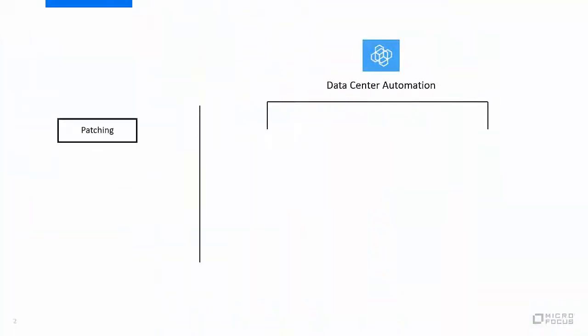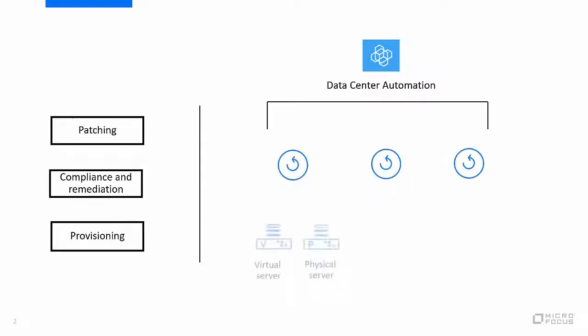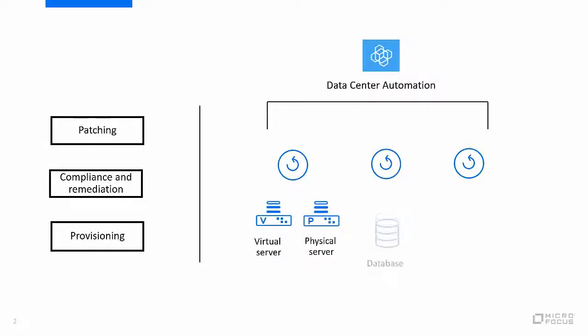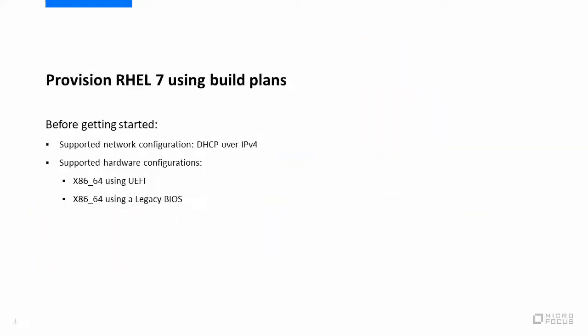DCA helps you automate patching, compliance audit, closed-loop remediation, and provisioning of resources such as virtual and physical servers, databases, and middleware applications. In this video, we will focus on the provisioning part. DCA supports bare metal provisioning for Red Hat 7 operating system using build plans.